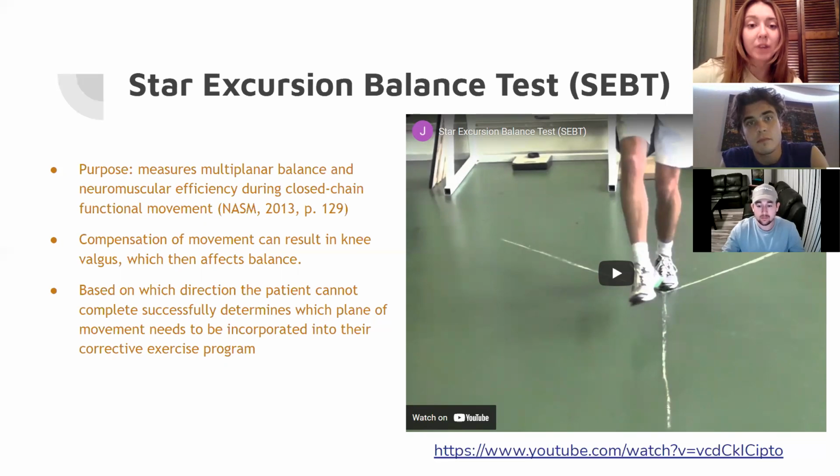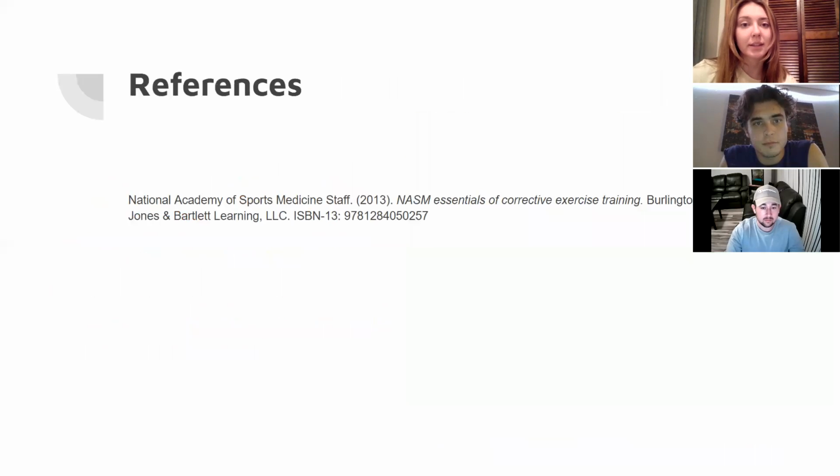So based on which direction the patient cannot complete successfully determines which plane of motion needs to be incorporated into their corrective exercise program. And that's it.